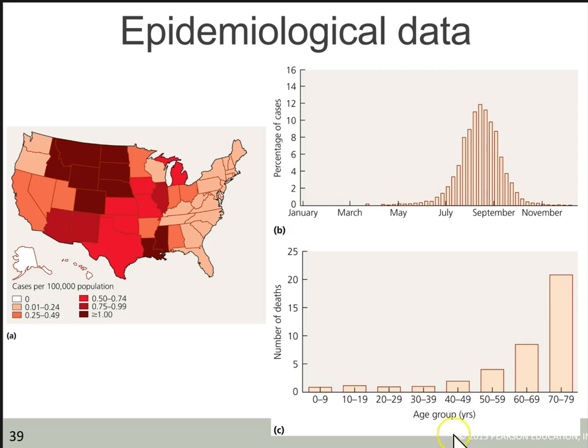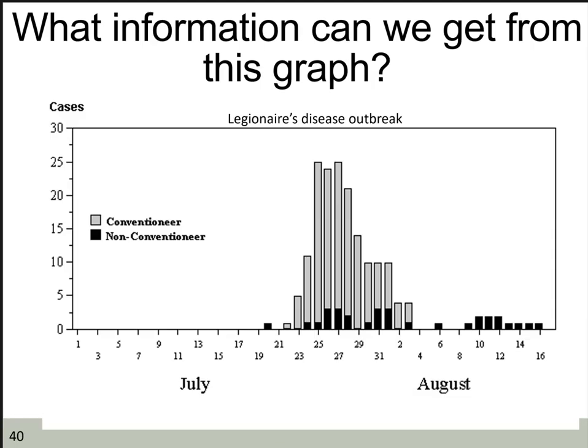So for example, this could be the food that somebody consumed, the groups of food that people can consume, and whether or not that particular food correlated with disease. And in that case, you would be looking for the cause of a food outbreak. Okay, so I want you to take a look at this graph and think about what information you can get from this graph.